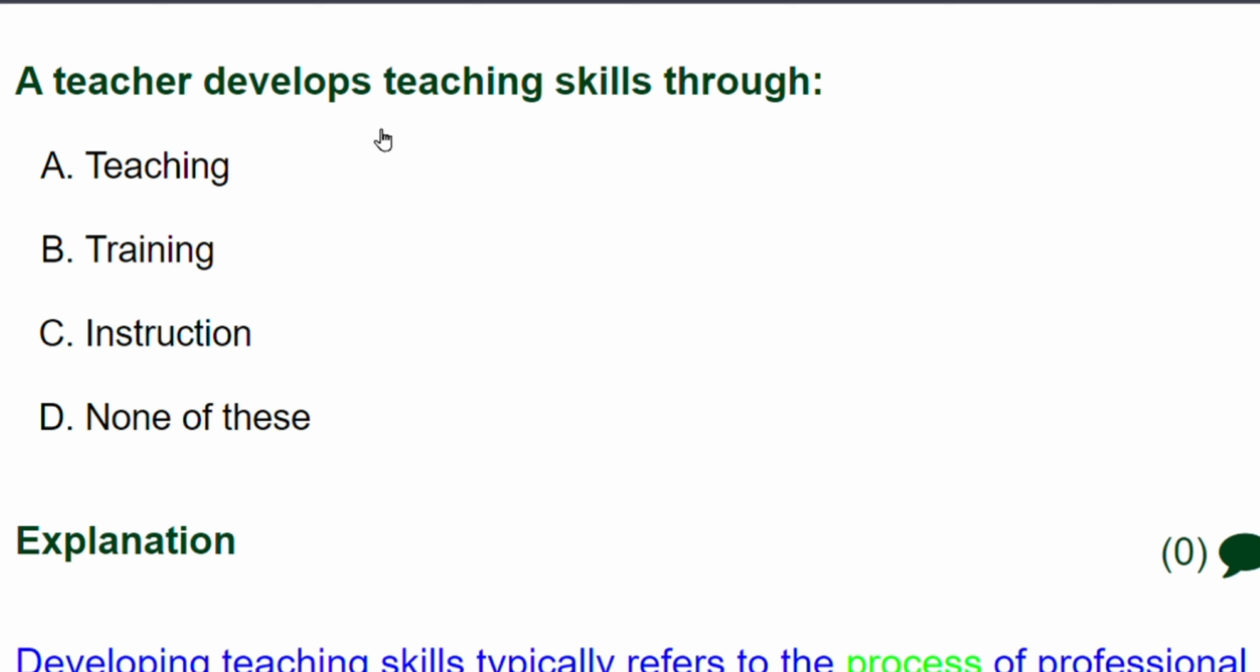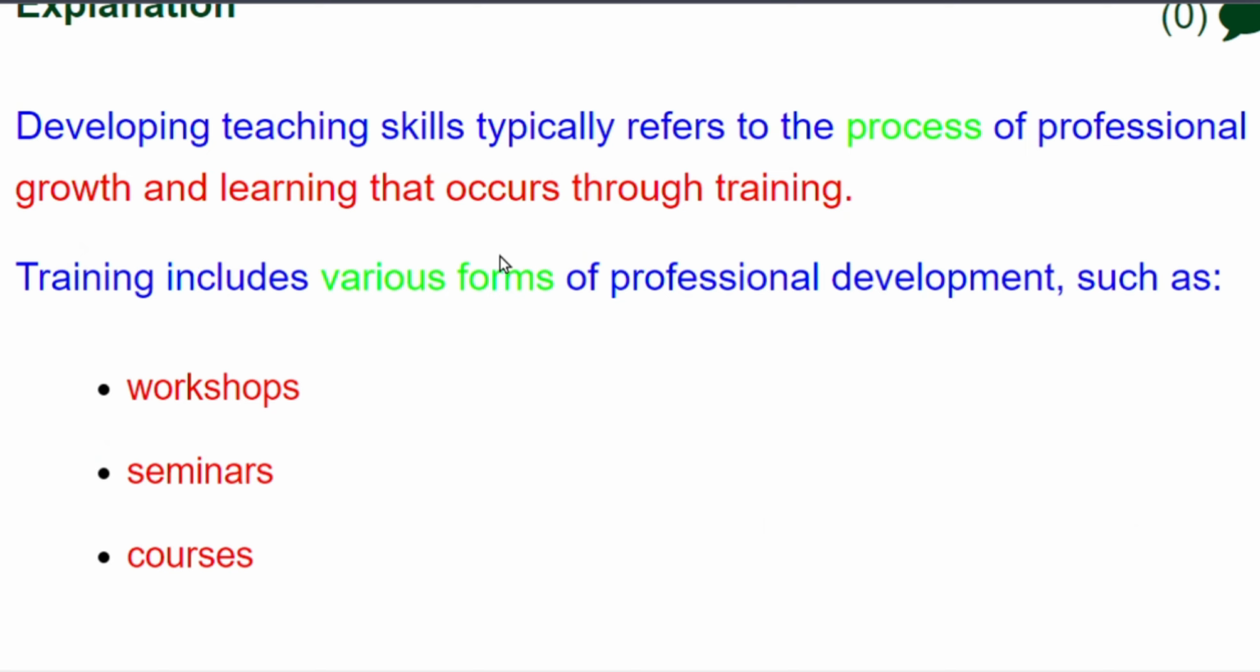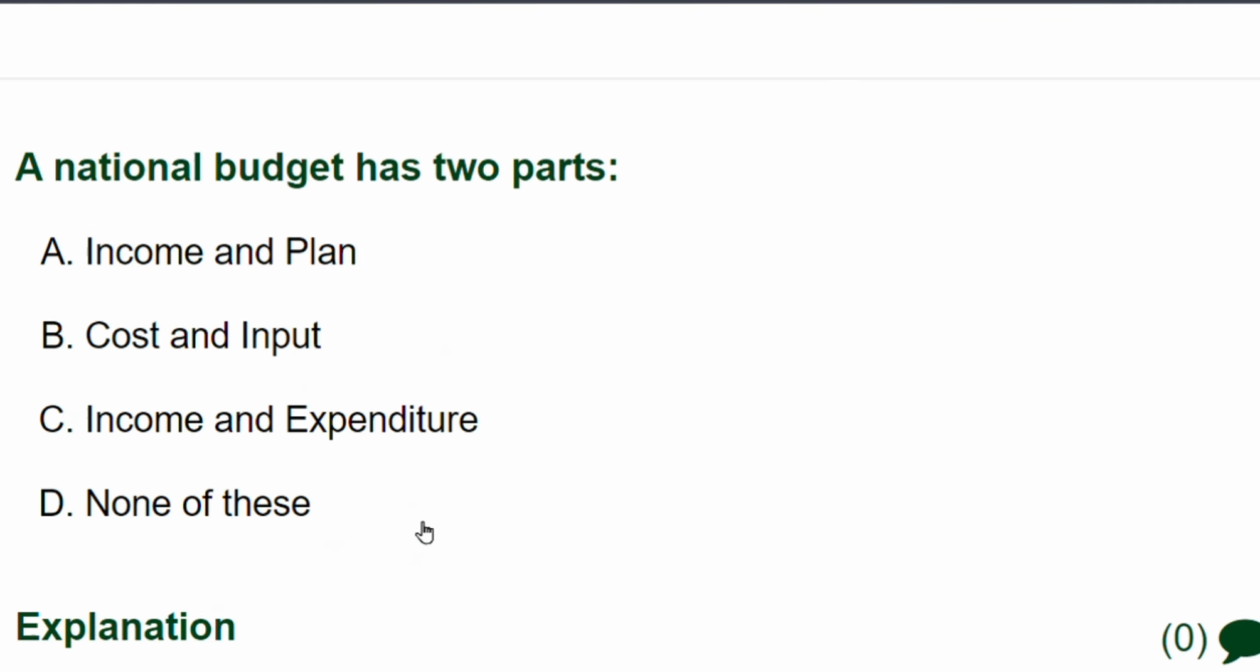A teacher develops teaching skills through training. Developing teaching skills typically refers to the process of professional growth and learning that occurs through training. Training includes various forms of professional development such as workshops, seminars, and courses.